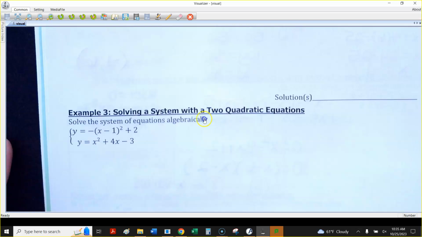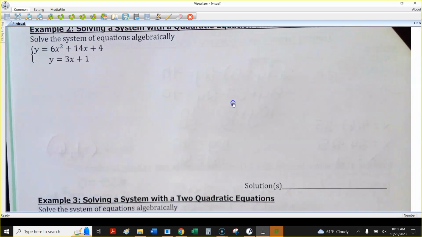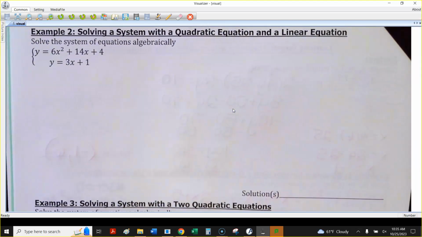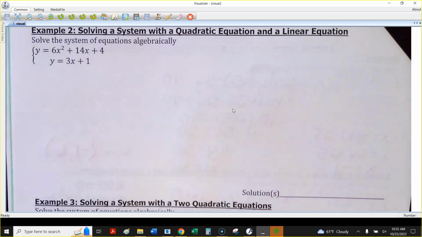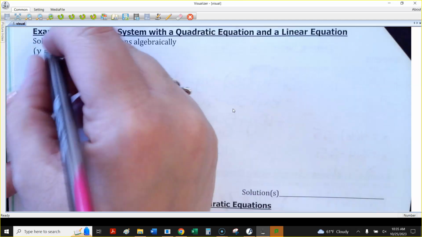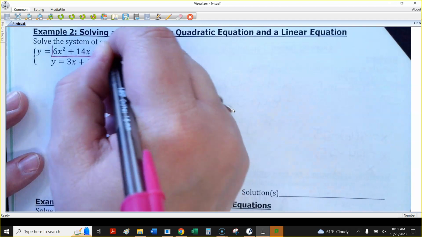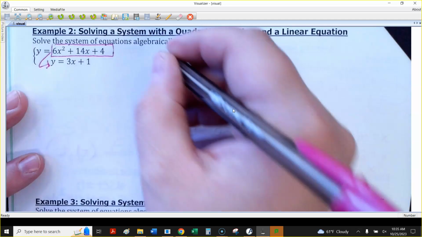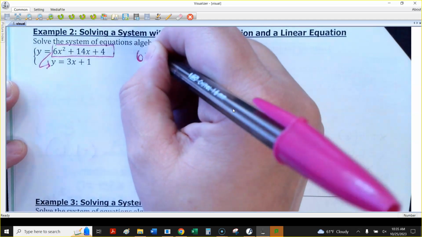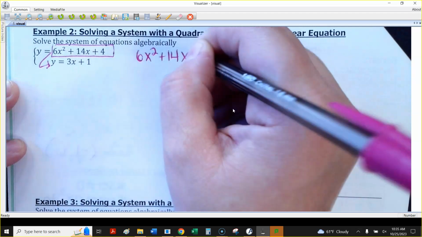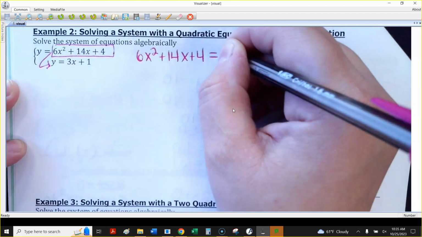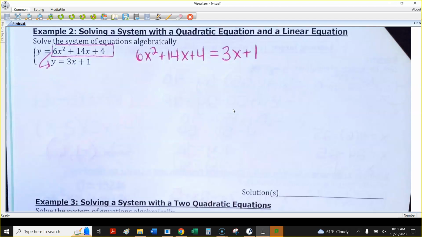Okay. Now this next one, I'm not going to lie to you, this next one's a little bit harder. So I've already got the quadratic and the line just both set equal to y. So let's just set these equal to each other. I'm just going to, substitution, both equal to y, so they both have to be equal to each other. So I'm going to write 6x squared plus 14x plus 4, and we want to see where that runs into the line that's got the 3x plus 1.